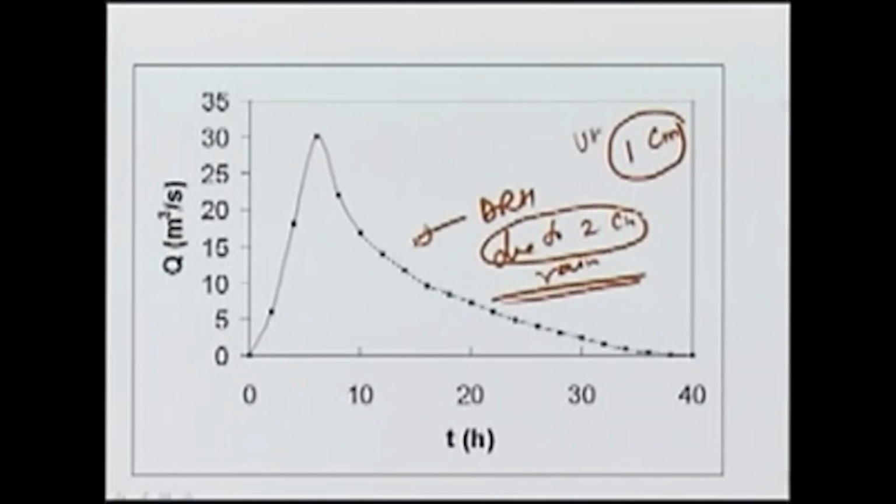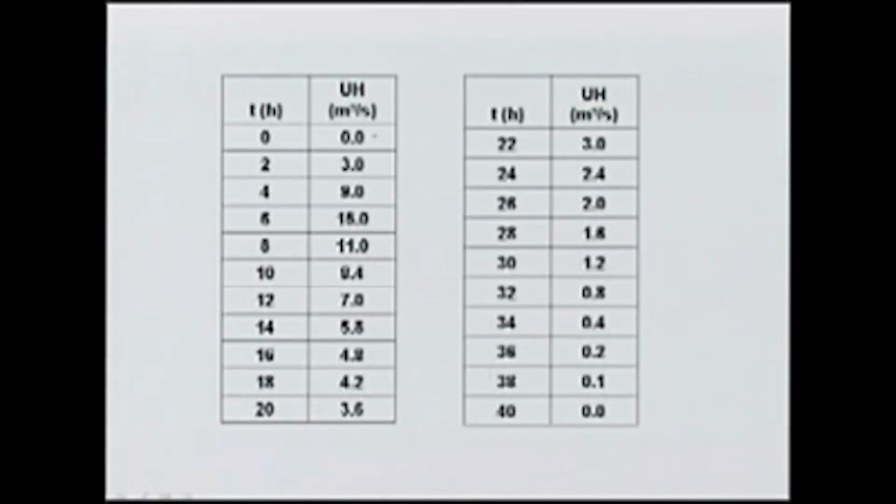So, the UH corresponds to 1 centimeter of rain. This is already available to us for 2 centimeters of rain. So, we divide each ordinate by 2 and we will get the UH ordinate. So, this is nothing but DRH divided by 2. So, the peak instead of 30 becomes 15.